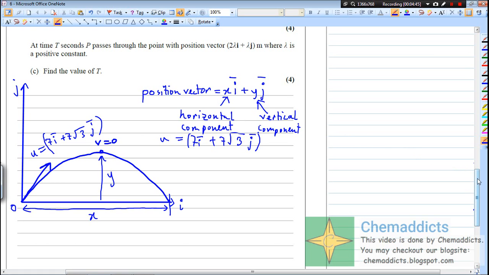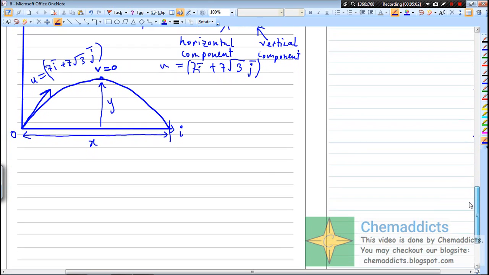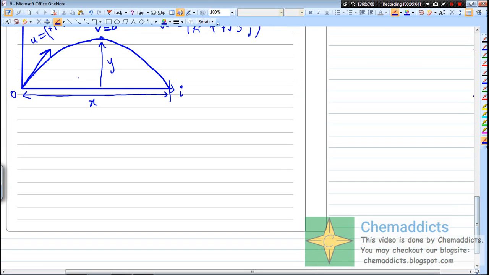So now let us look at the initial velocity. Here the initial velocity is this, just as before. This would be the horizontal component and this would be the vertical component. Okay, so now let us do the math over here.